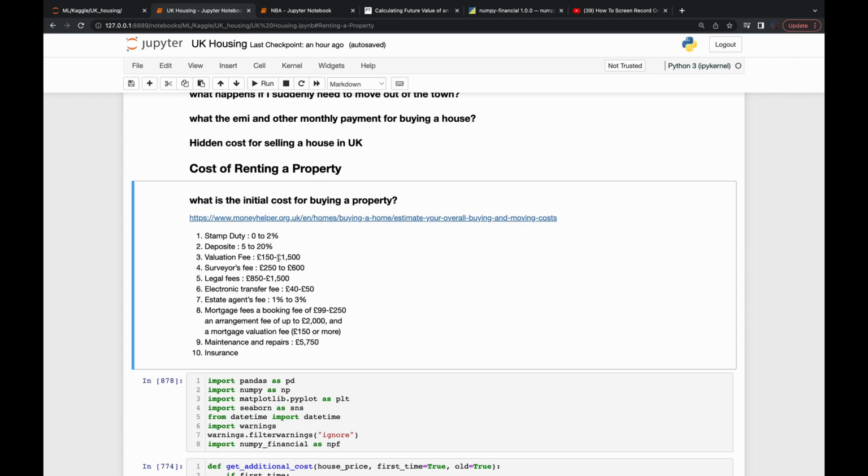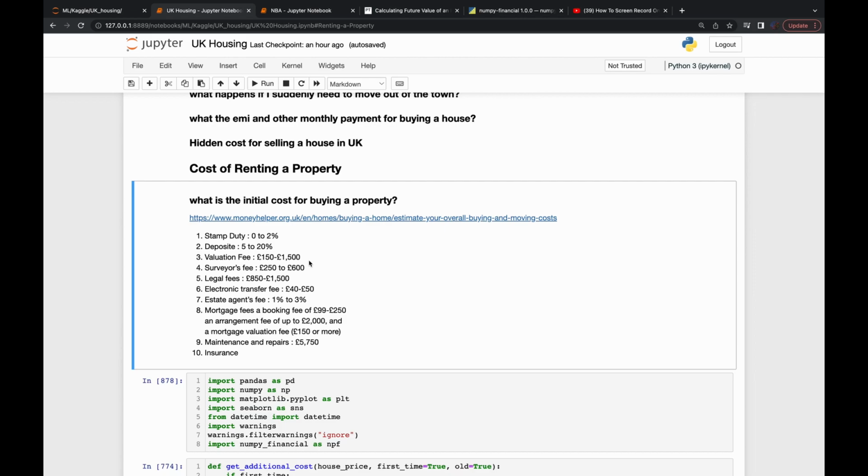Then you have to pay a deposit. Obviously, no bank will give you the full mortgage. It depends, 5 to 20%, but for this case, you probably have to pay 20% of your capital as a deposit so that you get a good deal on the mortgage.